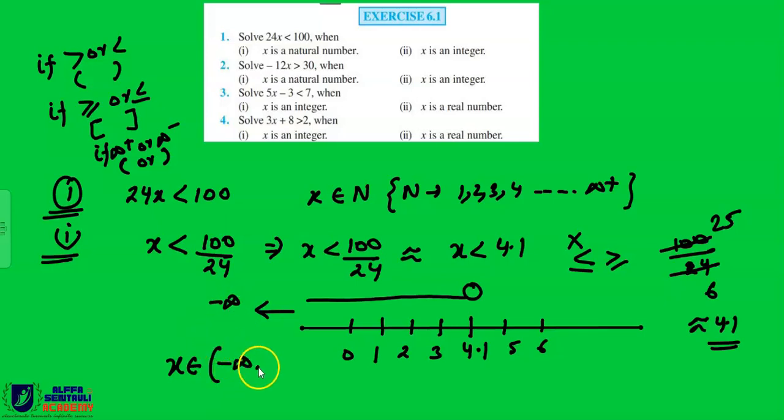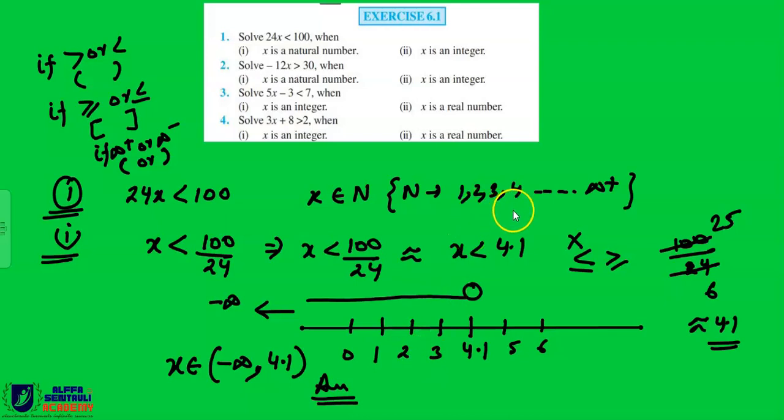Correct? Now since less than is given, if we have to take less than or greater than, then we have to use an open interval. So I will write 4.1 as an open interval like this. So this will be your solution. Understood? So you have to take all the numbers which are less than 4.1, right?